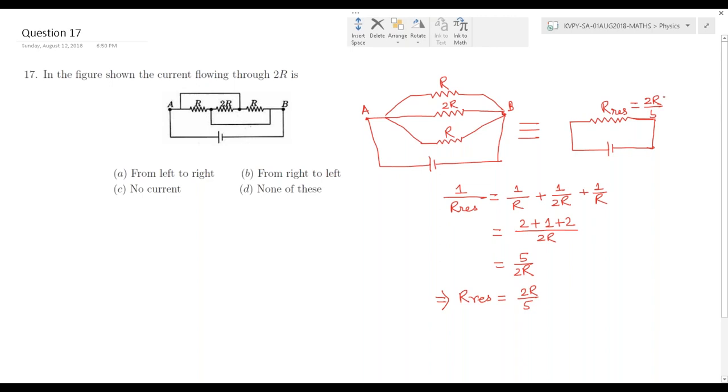So current in all resistances flows from the positive terminal of the battery to the negative terminal of the battery, and we get, from right to left, the option B. Okay, so I hope it's clear. If you have any question, please do ask me.